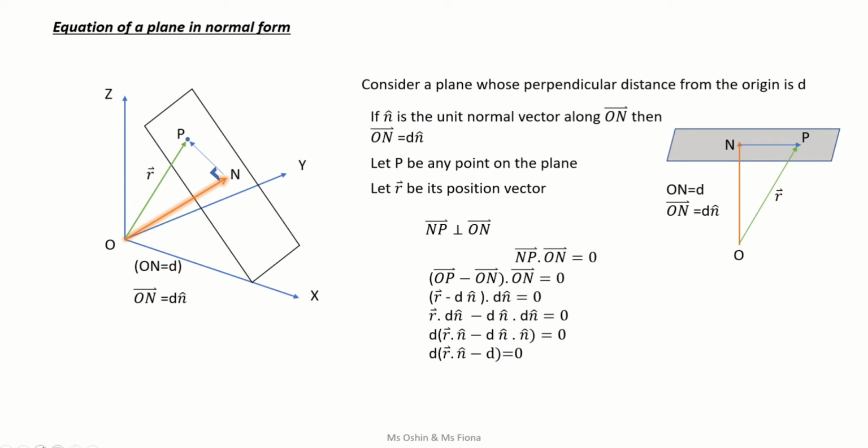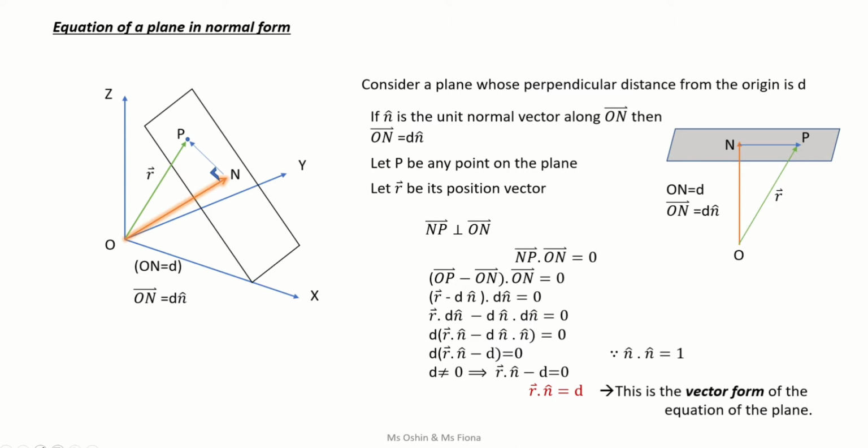Now, since the product of two terms is equal to 0, one of the terms has to be equal to 0. Since d is the perpendicular distance from the origin, d cannot be equal to 0, which will imply vector r dot n cap minus d is equal to 0. Therefore, vector r dot n cap is equal to d is the vector form of the equation of the plane.